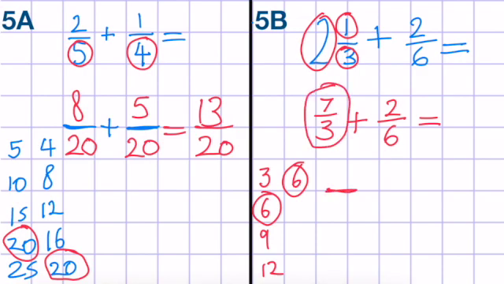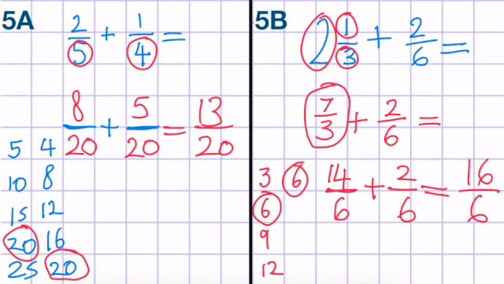So if I change the 3 to a 6, I can keep 2/6 the same. I've changed a 3 to a 6, so I've doubled it. So I'm going to double the numerator, times that by 2, because whatever we do to the denominator, we must do to the numerator when changing fractions. Now 7 times 2 is 14. So if we do 14 add 2, that is 16.